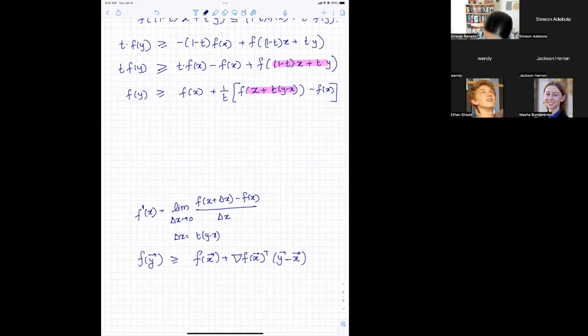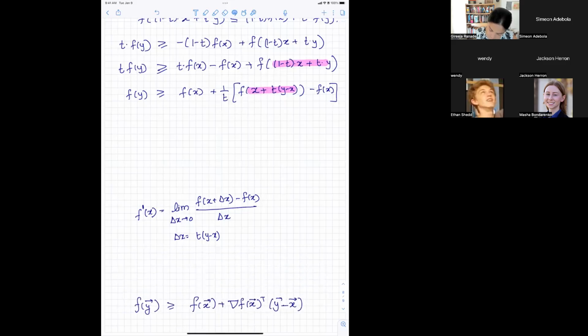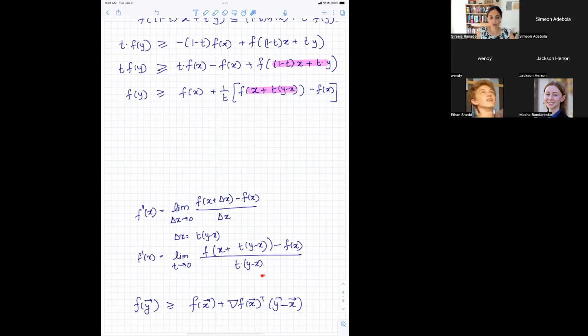So if I take the limit, f prime of x is equal to the limit t going to 0 of f of x plus t times y minus x minus f of x divided by t times y minus x. So this is a scalar, and now it has the right dimensions of y times x. So it has the dimensions of the vector.